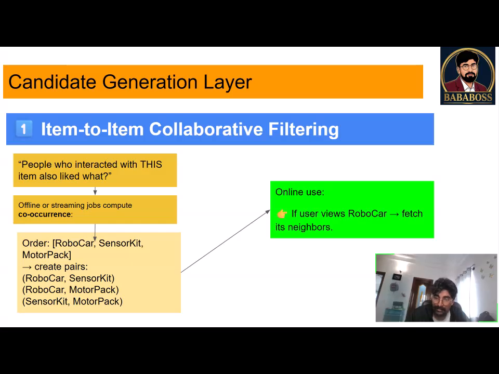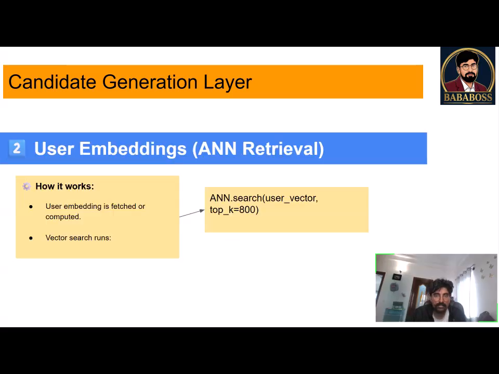Out of millions of items it will filter and take 500, yeah, 1000 items, and out of those 1000 items we will then rank using our ranking system. That would be next. Anyway, the candidate layer output goes to the ranking. The candidate generator reduces millions of items to 500 to 1000 items.